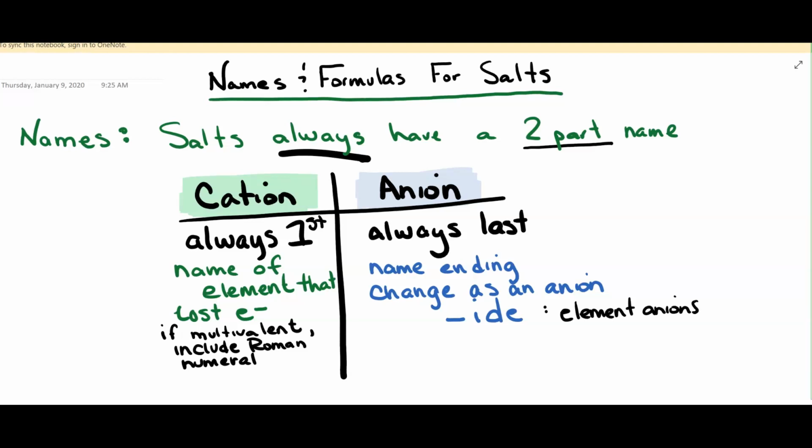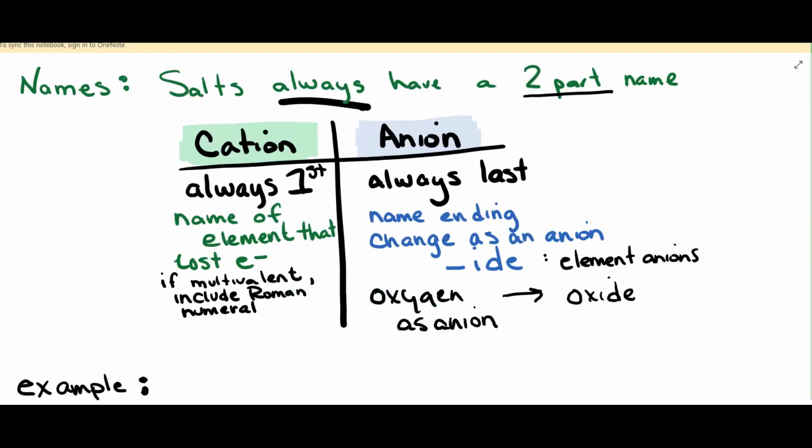The last name, the anion, is always the name, but it's going to have a change to it. The ending of elements gets their name changed, the ending of the name, to IDE. For example, if the anion is oxygen, when it loses its 2 electrons, it becomes oxide. Fluorine becomes fluoride. Chlorine becomes chloride. That's always true for element anions.